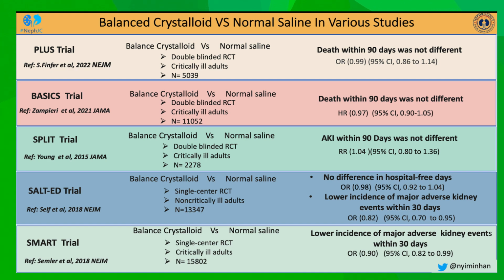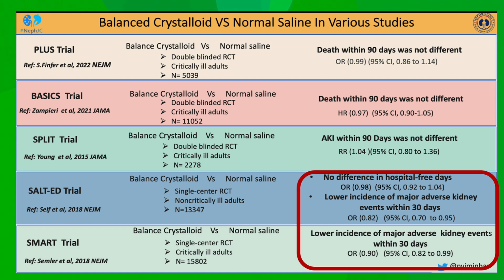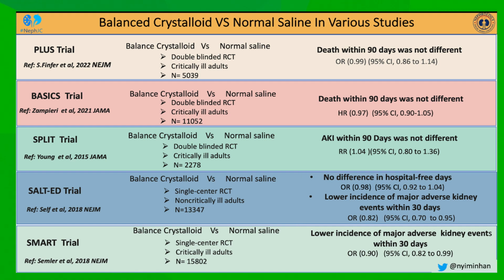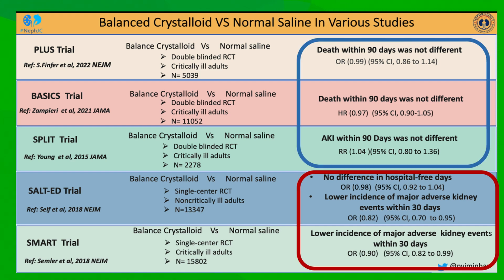The initial two trials, the SMART trial and the SALT-ED trial, suggested that probably high volume resuscitation or initial resuscitation with normal saline will worsen acute kidney injury in critically ill patients. But subsequently, there are three different trials: the SPLIT trial, the BaSICS trial, and the PLUS trial. They have proven that there was no difference between the two therapies, that is, between normal saline and balanced salt solutions, when given in critically ill patients as a resuscitation fluid.